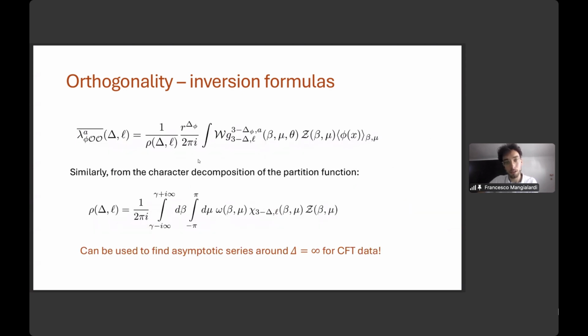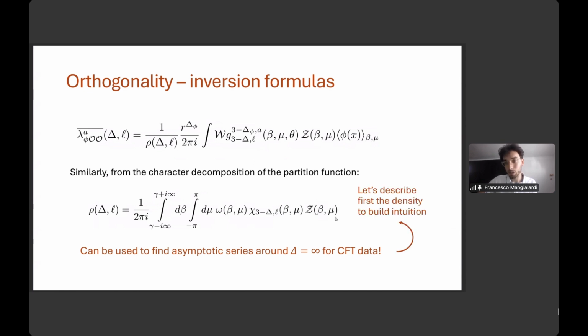In a very similar way, from the orthogonality of characters that I showed you before, one can find an inversion formula for the density of primary states. This is somewhat more standard. What is important for us is that these integral formulas are, despite being quite complicated, especially the one for the OPE coefficient, as here we have something which we don't even know exactly, like the blocks. Still, we can use this integral representation to find information about the CFT data at large value of the dimension of the exchanged field. So when the field becomes heavy.